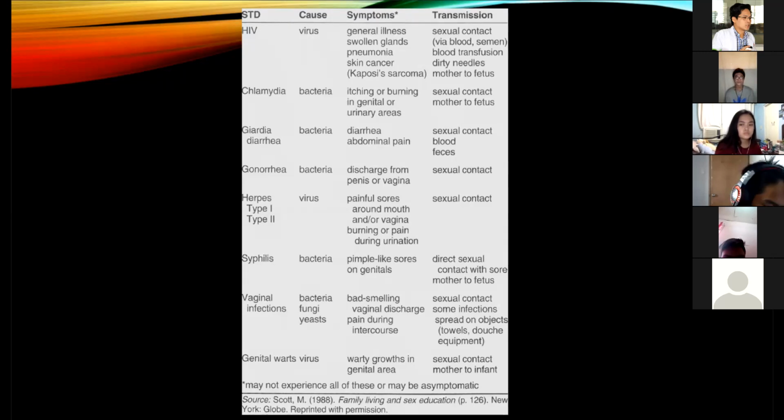Okay. Again, HIV is common. The mode of transmission is usually sexual contact, blood transfusion, dirty needles, mother to fetus. Let's move now to chlamydia. Chlamydia is bacterial in nature. Signs and symptoms. By the way, for HIV signs and symptoms, generally illness. Swollen glands.